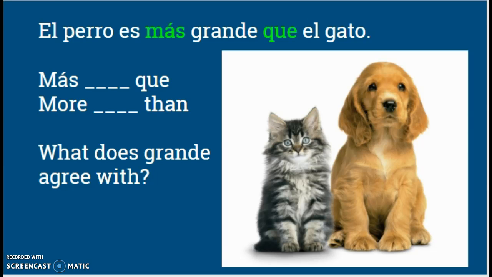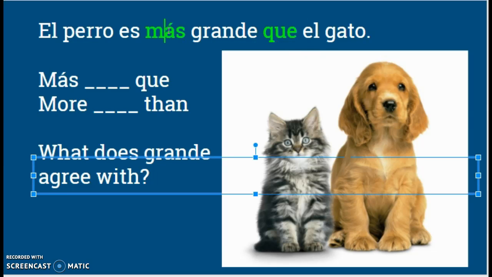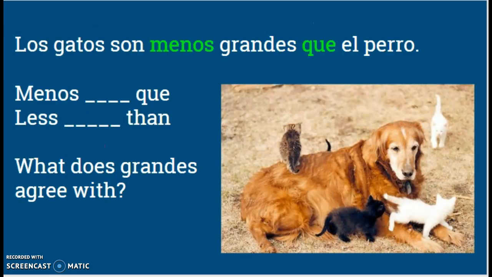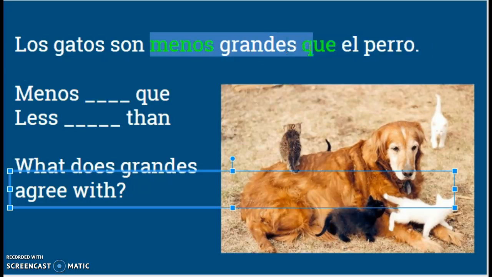So we're going to start with adjective formulas. We are talking all about gatos and perros today. So el perro es más grande que el gato. So más is more big than the cat. So grande here is agreeing with perro. They're both masculine and singular. The cats are less big than the dog. So a lot of these are just going to be the same word order as English. So less, big, than, here is all in the same order.